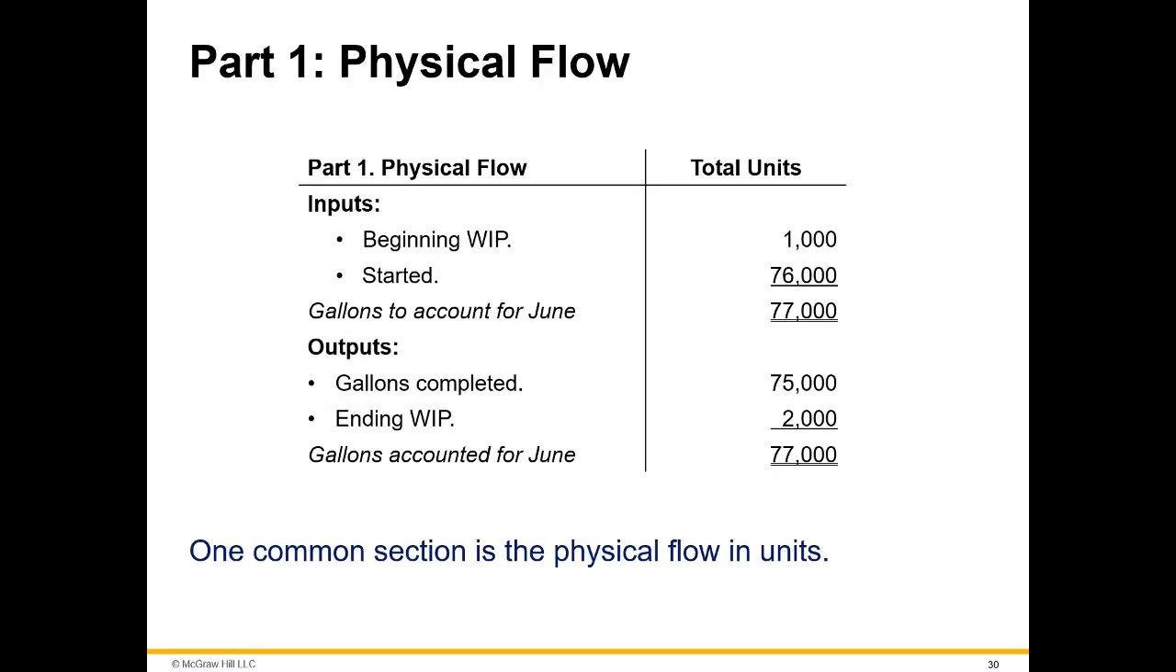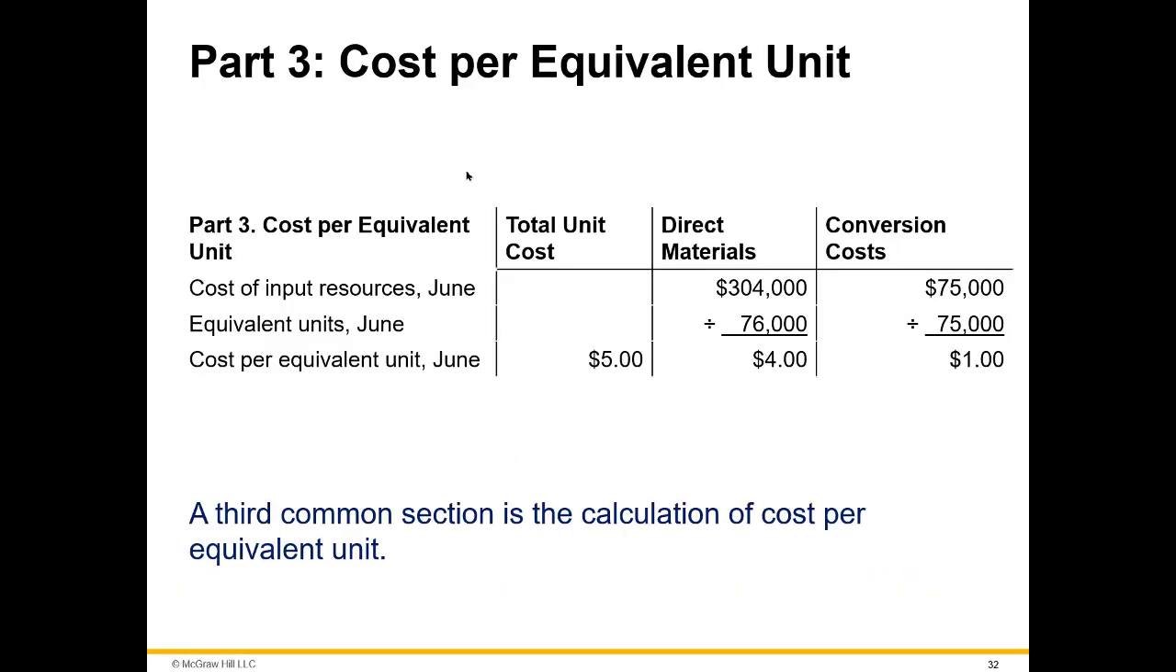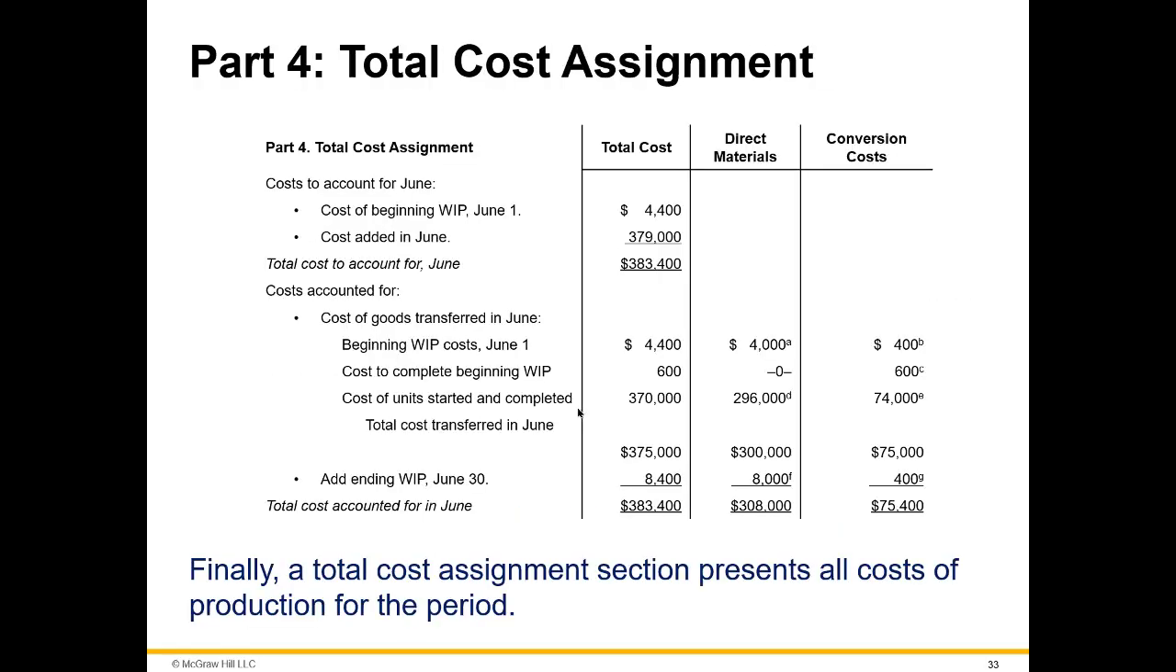So they're going to track the physical flow. Okay, how many units were there? They're going to also want to look at equivalent units, and we just went through this in some detail so we can see what this looked like. But first, physical flow, then equivalent units. And then part 3 is the cost per equivalent unit. We just went through each of these processes, but here would be a summary that we'd look at. And then finally, total cost assignment: how these costs were assigned as far as the ones that were transferred, the ones that are still in beginning, the costs that were added, and the ones that were started and completed here.